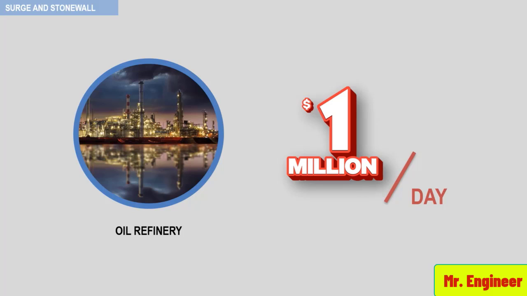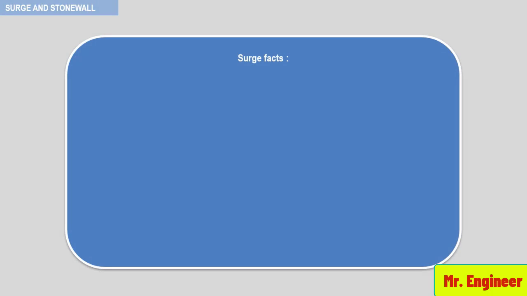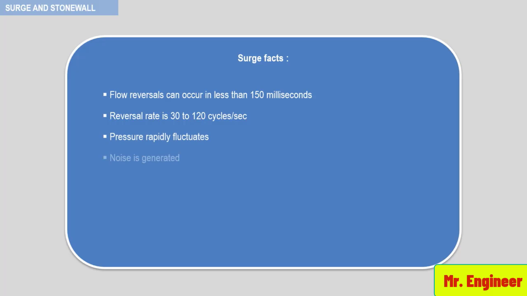The most common effects of surge are highlighted here. Recall first that surge is a high-speed phenomenon. Flow reversals can occur in less than 150 milliseconds. Reversal rate is 30 to 120 cycles per second. During surge, pressure rapidly fluctuates. Noise is generated, temperature increases, and mechanical damage can occur. Under surge, your unit may trip. The intensity of surge varies with the application.